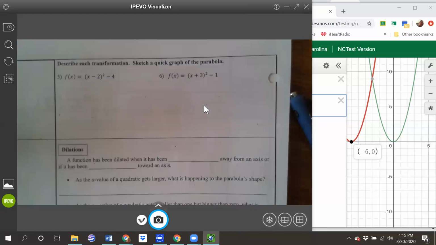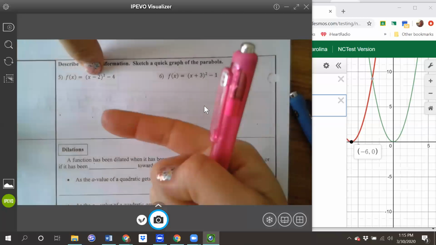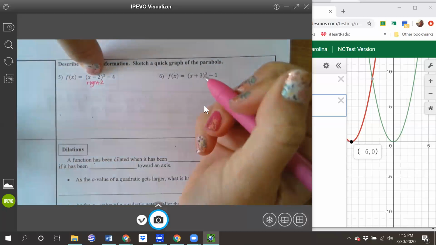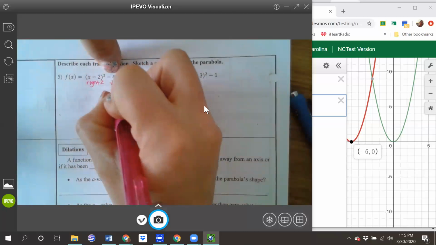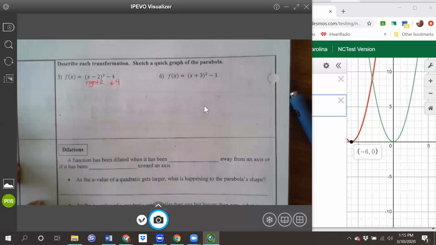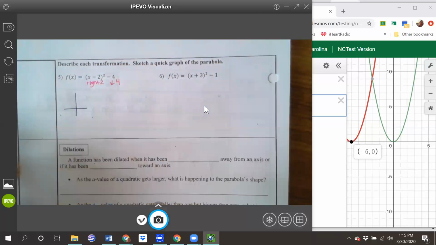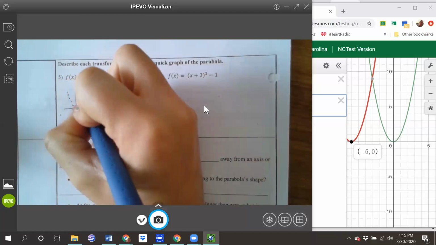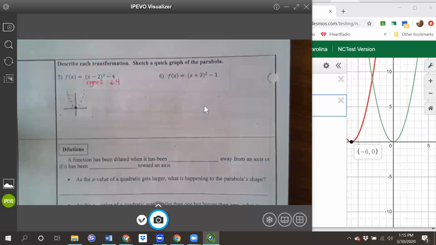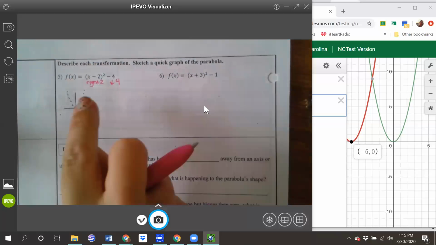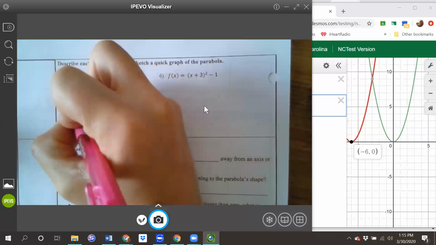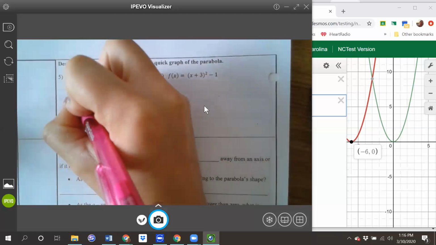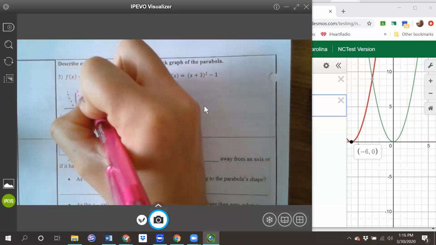All right, here I go. So my gut says left 2, but I know that's going to be right 2 units. This says down 4 units. All right, so my original graph, my parent, should be like this through the origin. And then I'm going to take that to the right 2 units. So that means that it's going to move here. So now my graph is going to be looking like that.